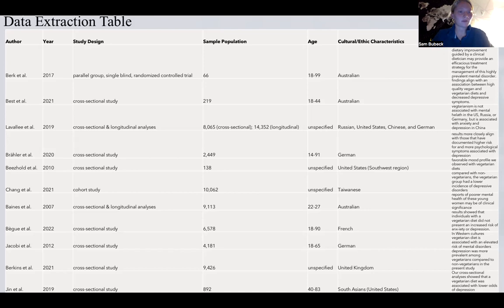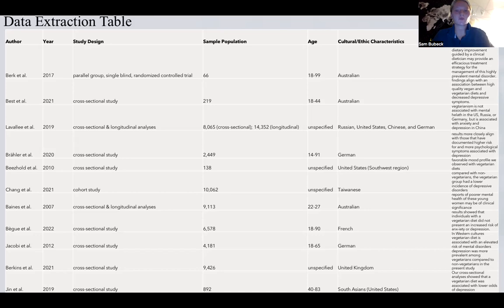LaValle, my third, this was in 2019, cross sectional and longitudinal analysis. This one was quite a large study. And that's because it covered multiple different countries, people. 8,065 in the cross-sectional study, and then 14,352 people in the longitudinal study.